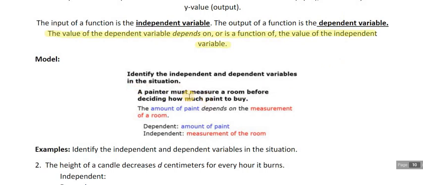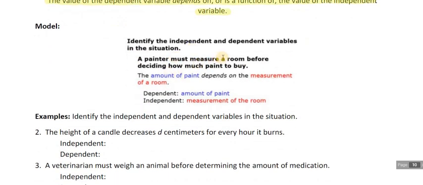So we have a model here that says a painter must measure a room before deciding how much paint to buy. We want to identify the independent and dependent variables in this situation. So do we determine room size by the amount of paint we want to buy, or do we determine the amount of paint we need to buy by knowing the room size?